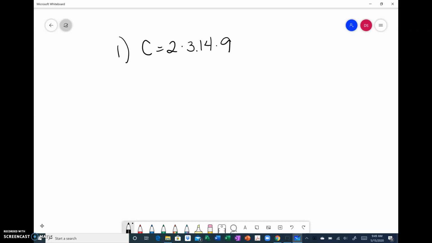All right, so this is what your work should look like when you type all that into the calculator. You would get 56.52 millimeters. I'm going to ask a question, give a little pause, and then tell you the answer. Why is it not 56.52 millimeters squared? The answer is because it's not the area of the circle. Remember, circumference is like perimeter, so we're just doing a distance around something, okay?